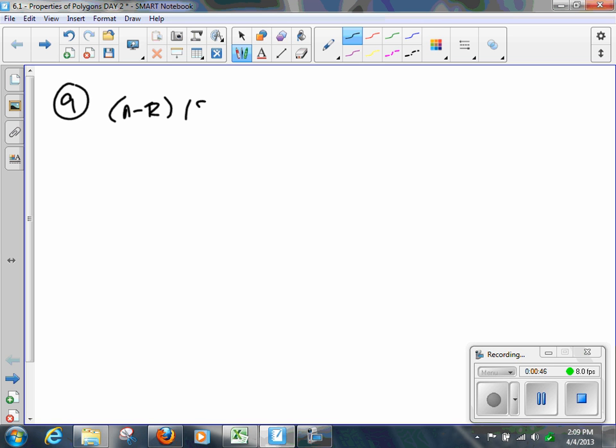All right. 5 minus 2, right? Which is 3 times 180, which is 540. Now, you got 5 angles in that picture, okay? That's exactly what you do.